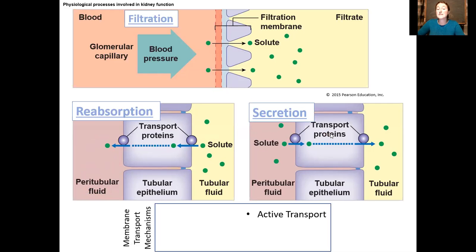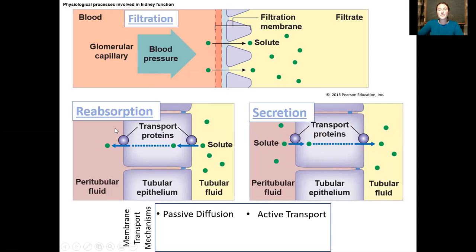Secretion is taking stuff that's left over in the blood that we really don't want in the blood anymore and pushing it, or allowing it to diffuse, depending on what we're talking about, across that tubular membrane and into the tubular fluid. So by the time the filtrate gets all the way through the nephron and into the collecting duct, that's it. Whatever is left in the filtrate is going out with the wash. So secretion is going to add stuff that we don't want into that waste.